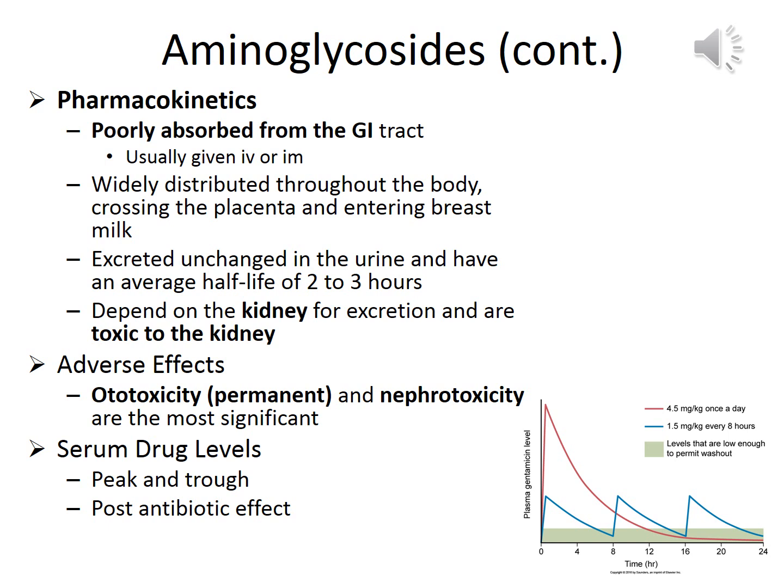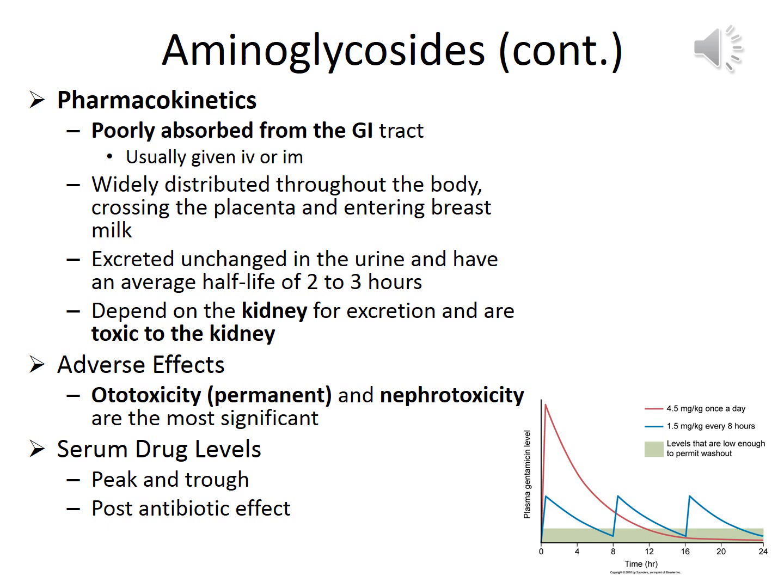Aminoglycosides are really poorly absorbed from the GI tract, and so that's why they're either given topically in ointments, or usually they're given IV. I mean that's the standard route that they're given, so intravenous, but they can be given IM.